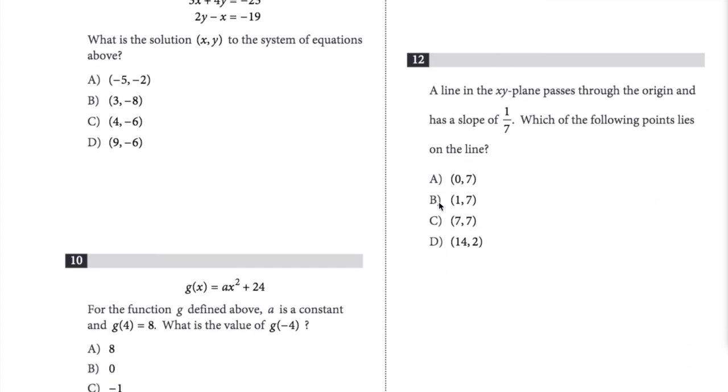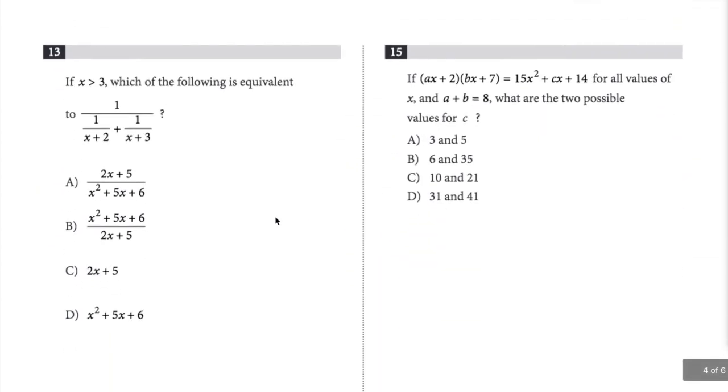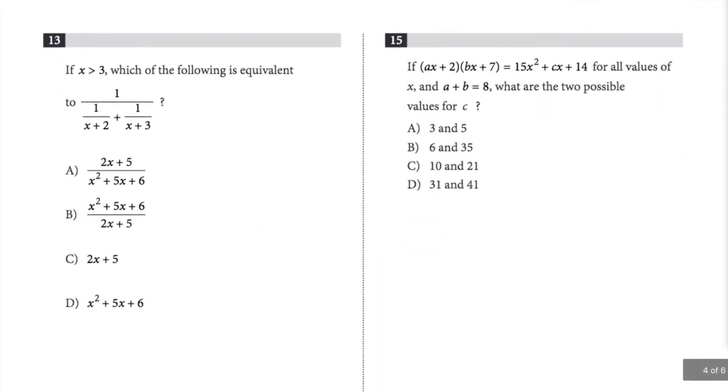Alright, let's keep going. Number 13. So if x is greater than 3, so they're giving us a disclaimer that x is greater than 3, which of the following is equivalent to this equation? So the best way is to simplify. That is the best way you should do all these problems, is to simplify. So I would first make these have a common denominator. That is always the best bet.